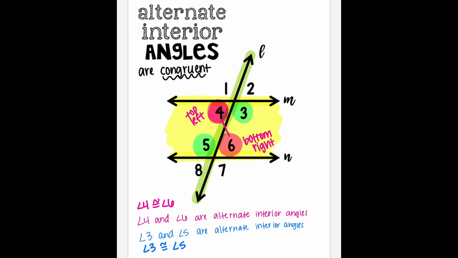Also, you can do it from the other side. So angle 3, which is interior, is in the top right. Well, the alternate of that is going to be the exact opposite, so the bottom left. Okay, now alternate interior angles are congruent. So angle 4 is congruent to angle 6. Angle 3 is congruent to angle 5.